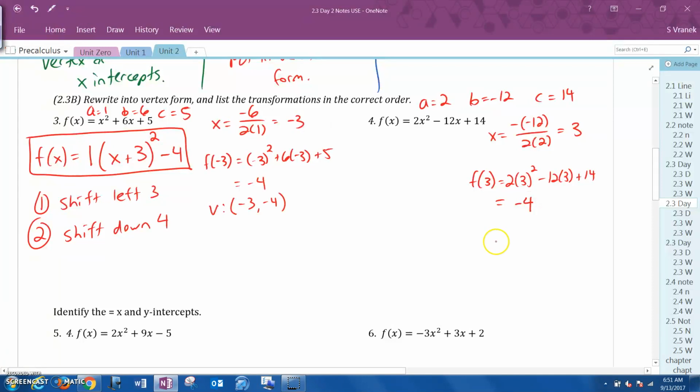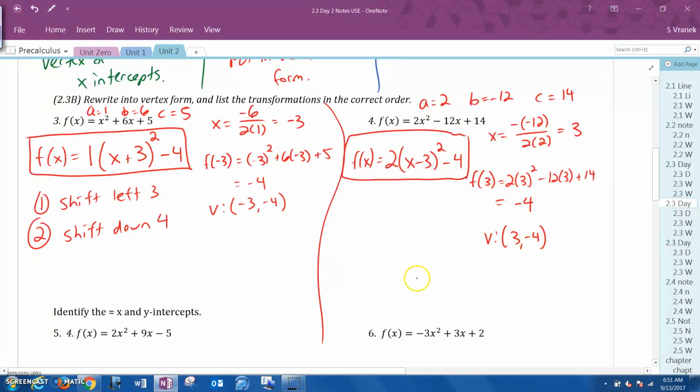So then we have our vertex at (3, negative 4). That looks very similar to the other equation. So my equation then becomes f of x equals the a value. Don't forget that you have to put the correct a value. 2 times (x minus 3) squared minus 4. It's minus because it's the opposite sign for x.